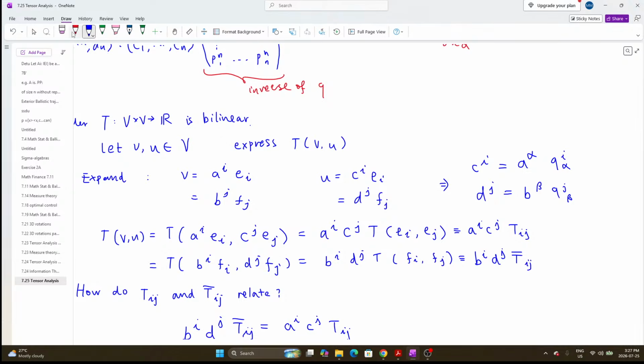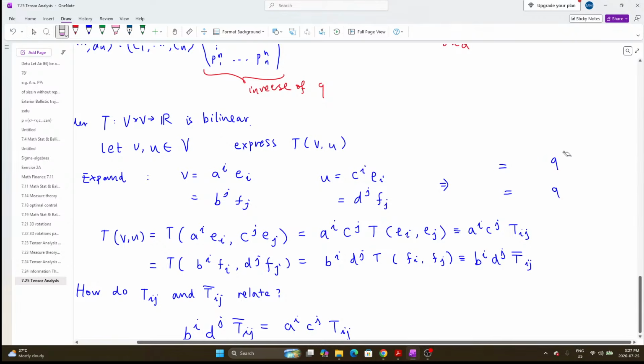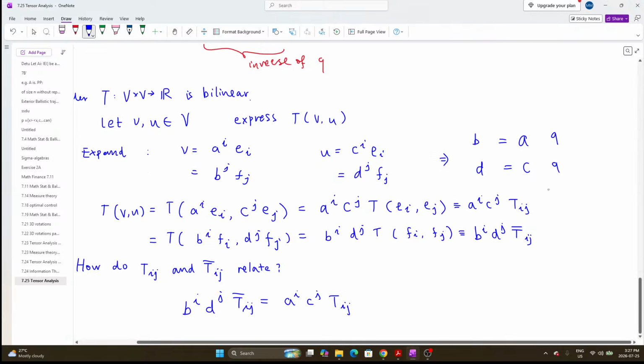So sorry, let's completely redo this. The application of the formula was wrong. So still you use the Q matrix, and now B, the new coordinate for V, is related to A, and the new coordinate for U, which is D, is related to the old coordinate C. Now this makes more sense, because I was trying to substitute and it obviously looked wrong. So BJ is A alpha Q J alpha.